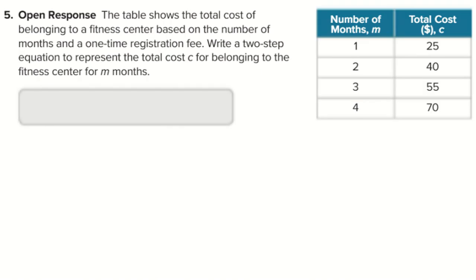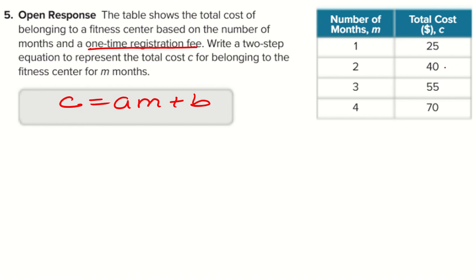Okay. Now, this is the open response. The table shows the total cost of belonging to a fitness center based on the number of months and one-time registration fees. One-time registration fees means the number I write at last, plus B. This is the registration or one-time payment. Write a two-step equation to represent the total cost. So, you see, C is equal to, what is the rule I told you? AM plus B. Here B is the one-time registration fee.